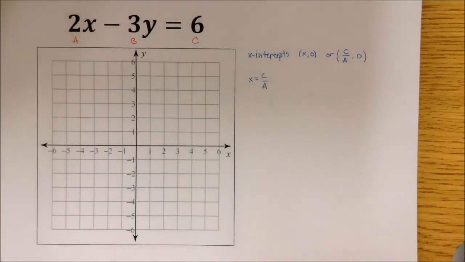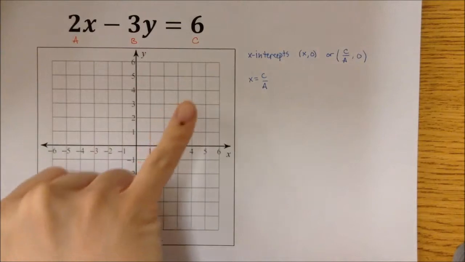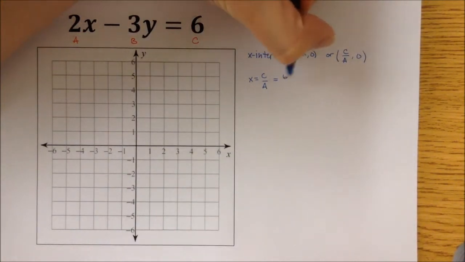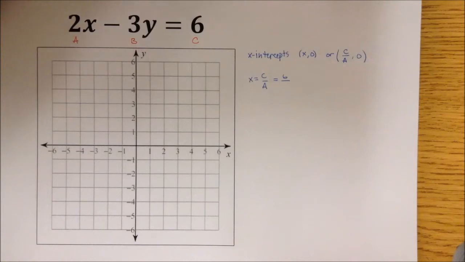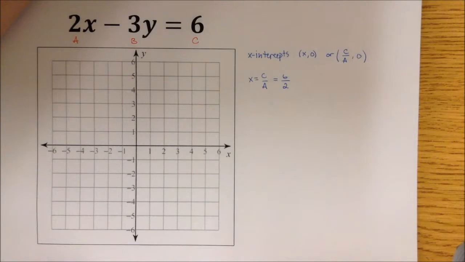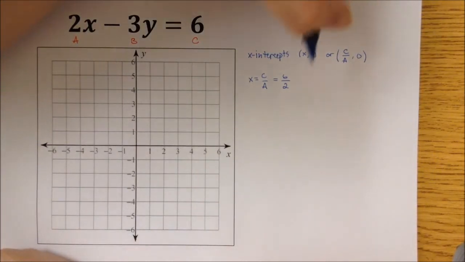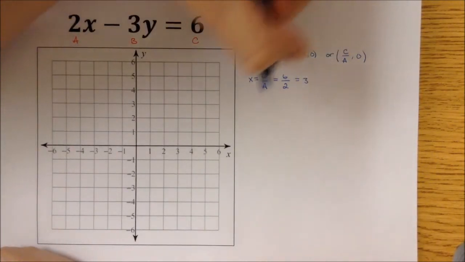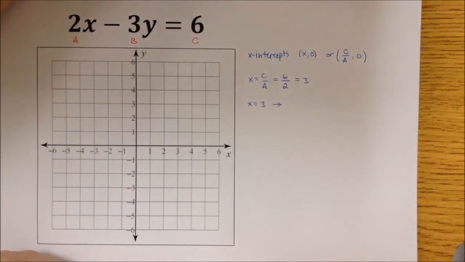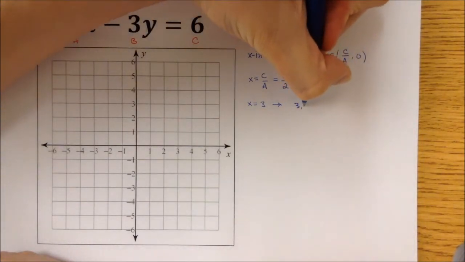Alright, so in order to find your x-intercept, we just have to use the value of C over A. So x equals C over A. The value of capital C is 6, and the value of capital A is 2. So it's 6 over 2, and then we have to simplify that. 6 divided by 2 is 3. So x is 3. Therefore, the coordinate of the x-intercept is 3, 0.